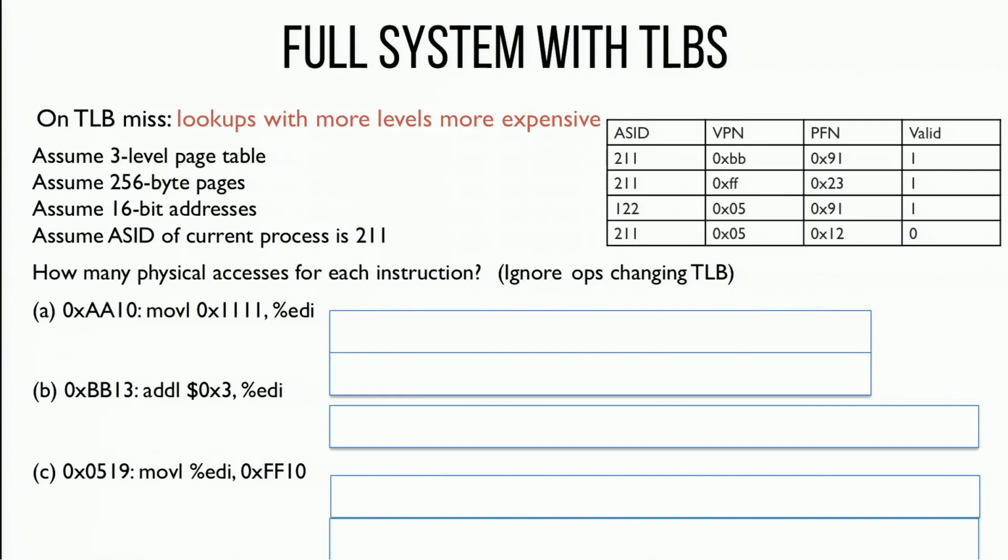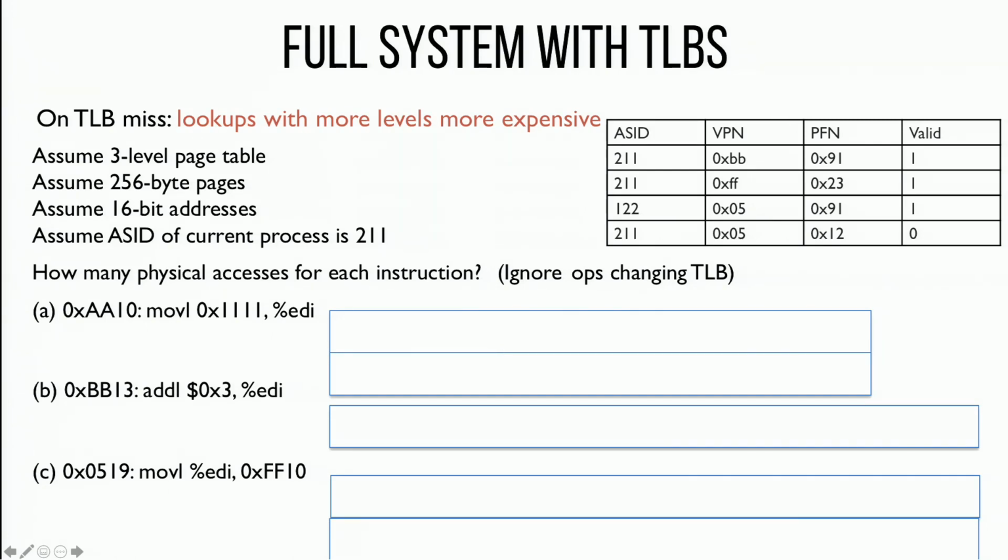OK. So when we take the address AA10, the 10 is the offset. AA is the virtual page number. And so is AA in the TLB? No, it is not. So we're going to have a TLB miss.